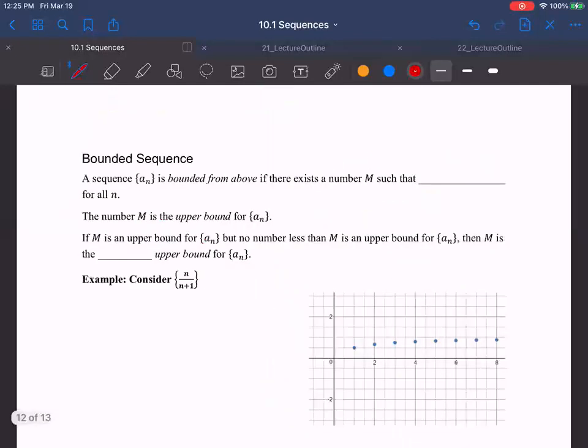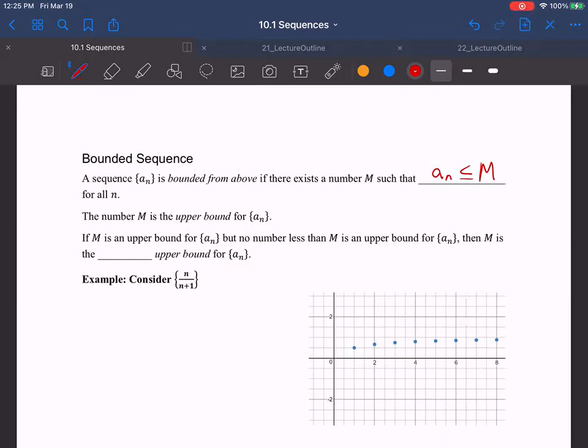We can go over to here and let's look at a bounded sequence. So a sequence a sub n is bounded from above if there exists a number m such that, in fact, there can exist multiple m's, but as long as we have at least one number m such that any a sub n is less than or equal to that value of m for all n. In other words, we never get above that value. So then we know that it is bounded above.